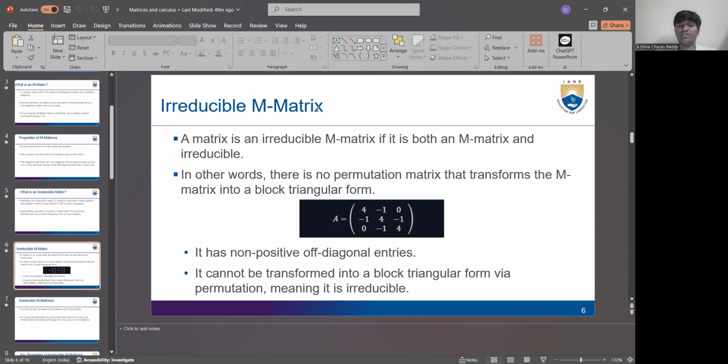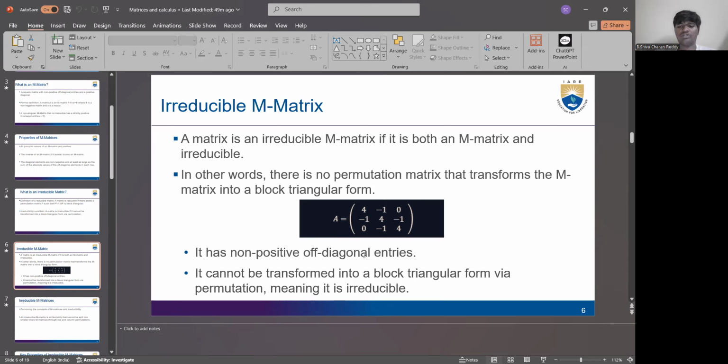An irreducible M matrix is a matrix that is both an M matrix and an irreducible matrix. In other words, there is no permutation matrix that transforms the matrix into a block triangular form. So it's a matrix which combines both the M matrix and an irreducible matrix. In this irreducible M matrix, there is no permutation matrix that transforms the M matrix into a block triangular form. Here is an example of an M matrix, as you can see here.